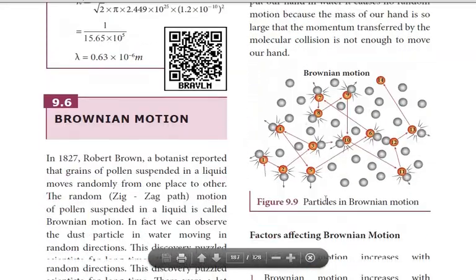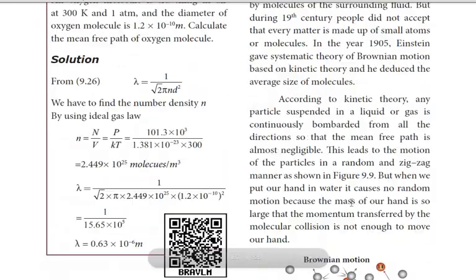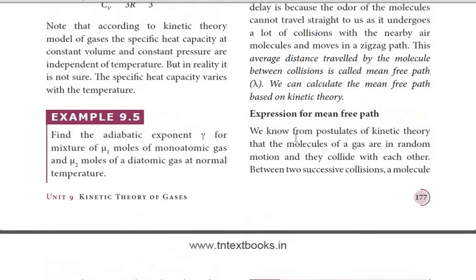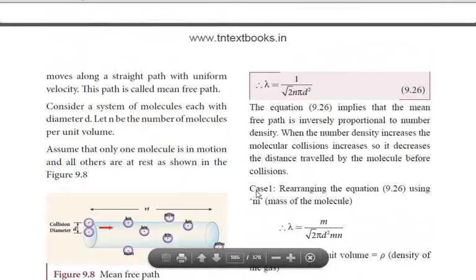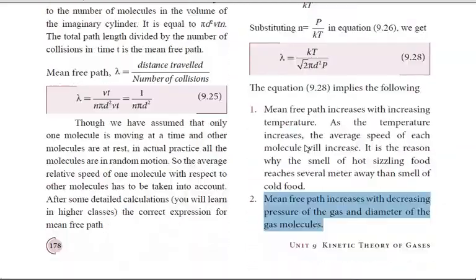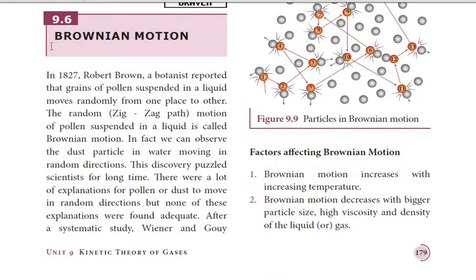The next important topic is Brownian motion. The last topic name, once again, is mean free path. Expression for mean free path, very important. 3 mark or 5 mark question, children. Please note it down. The next topic is very important, 3 mark or 2 mark topic, Brownian motion. The very important 2 mark question is Brownian motion.